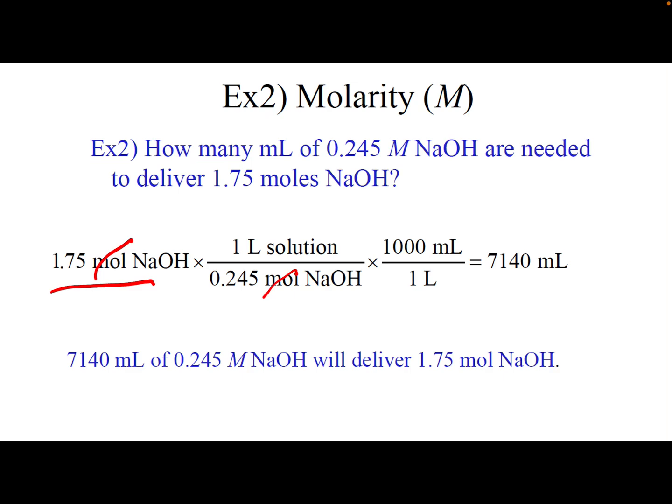And then we were asked about milliliters, so we have to convert our liters to milliliters. 3 significant figures because of the data that we've been given. And so 7140 milliliters of 0.245 molar sodium hydroxide will deliver 1.75 moles of sodium hydroxide.